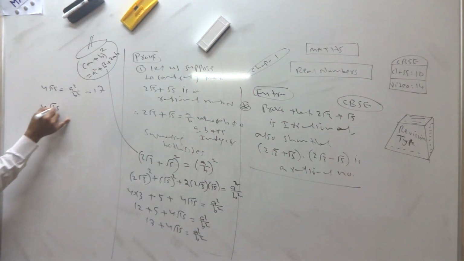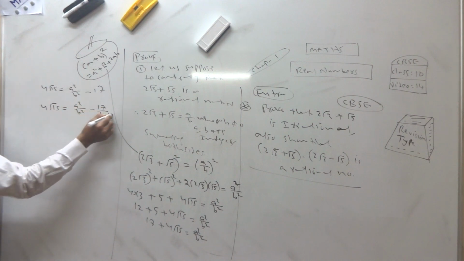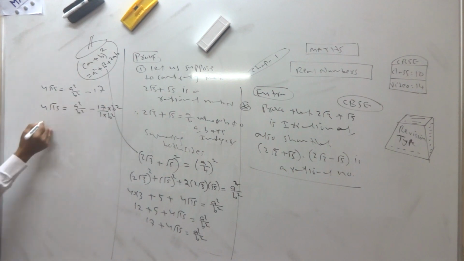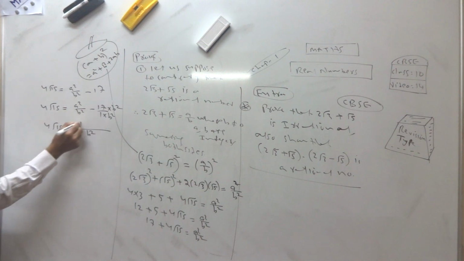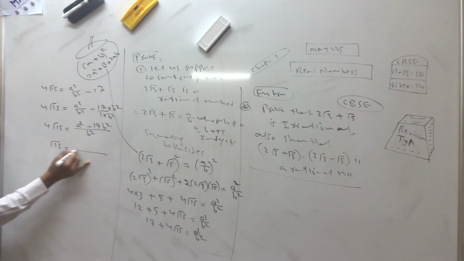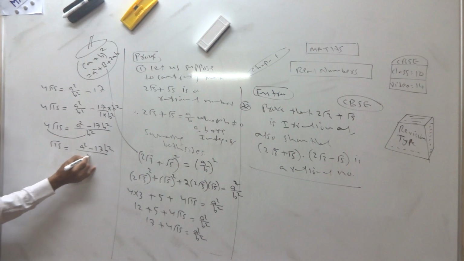Then 4 root 15 is equal to a squared by b squared minus 17 by 1 into b squared, because here b squared is there, so into b squared. So 4 root 15 is equal to, LCM is b squared. Yes. Now what we write? Root 15 is equal to (a squared minus 17 b squared) by 4b squared, the 4 comes down.